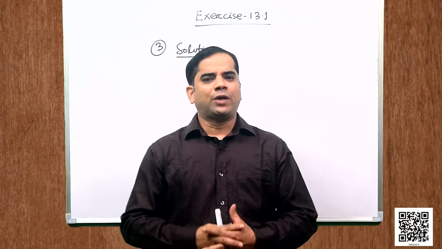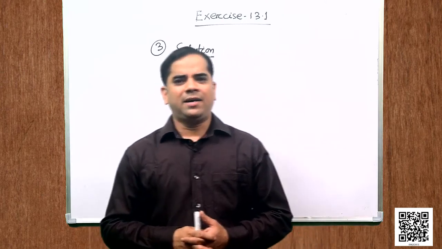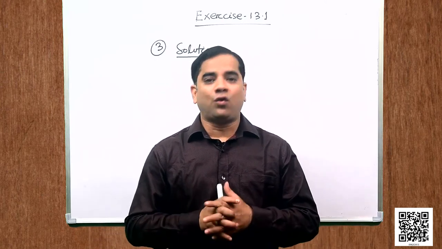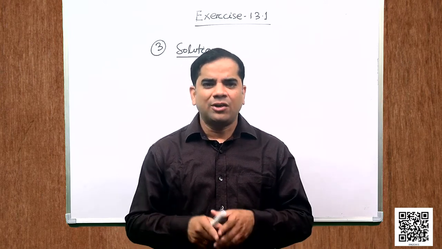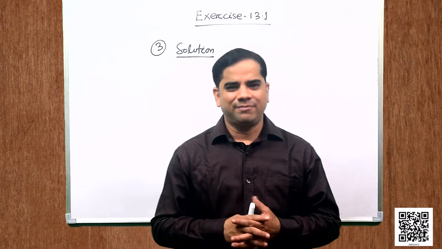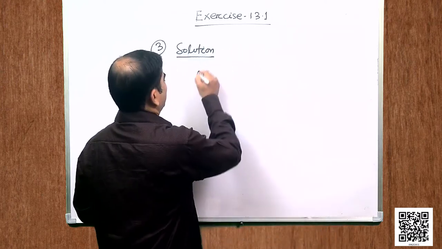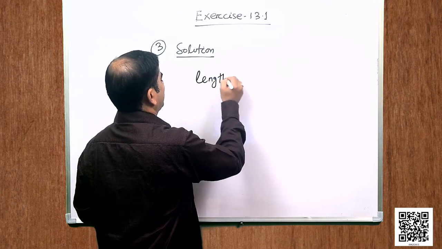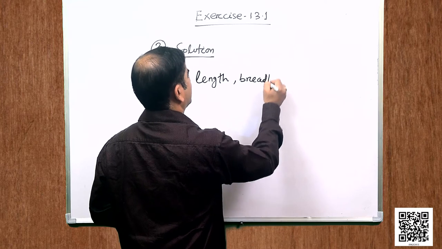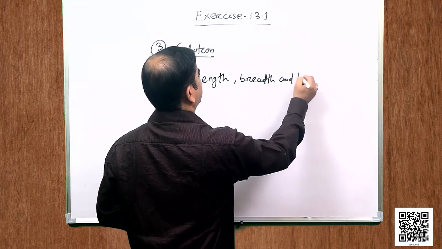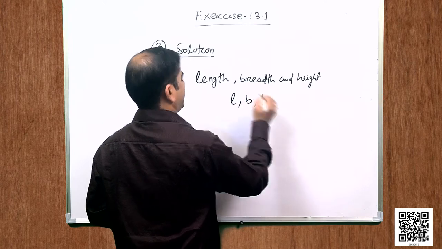Fine. So students, there is a rectangular hall, and the perimeter of the floor is given. What is a perimeter? It is 2 into (L plus B). Now let us take length, breadth and height as L, B, H.